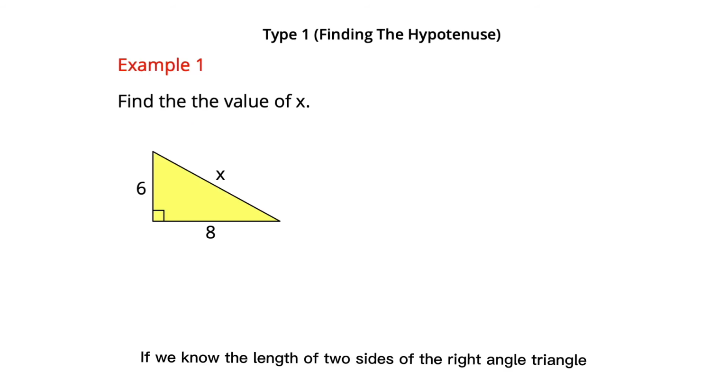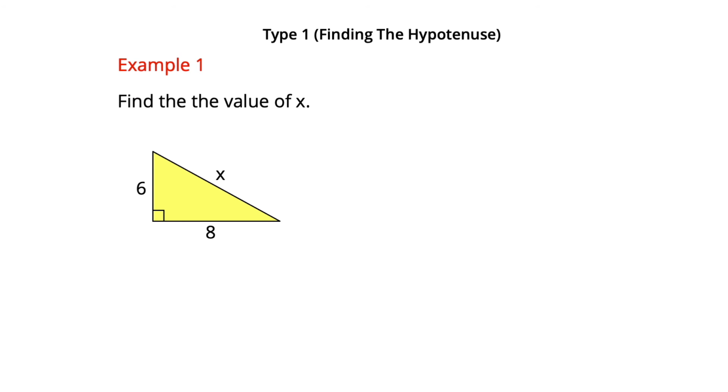If we know the length of two sides of a right angle triangle, we can find the length of the third side. But remember, it only works on right angle triangles. For example 1, find the value of x. We found that x is the hypotenuse, the opposite side of the right angle. Start with A squared equal to B squared plus C squared. Put in the figures 6 and 8: x squared equal to 6 squared plus 8 squared.